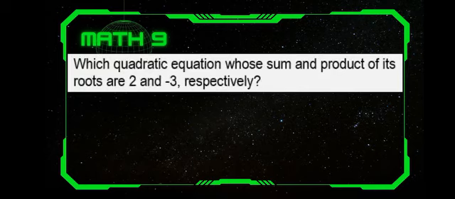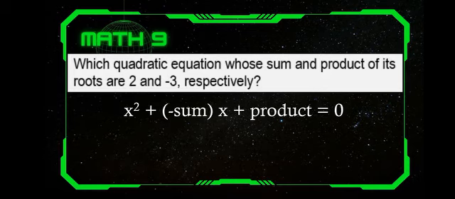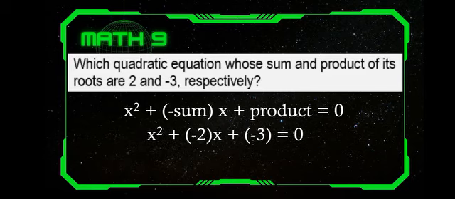Which quadratic equation has a sum and product of its roots of 2 and negative 3 respectively? This is the formula. Simply substitute the value of your sum, which is 2, and the product of negative 3. Then positive times negative gives us negative, and this is the equation x squared minus 2x minus 3 is equal to 0.